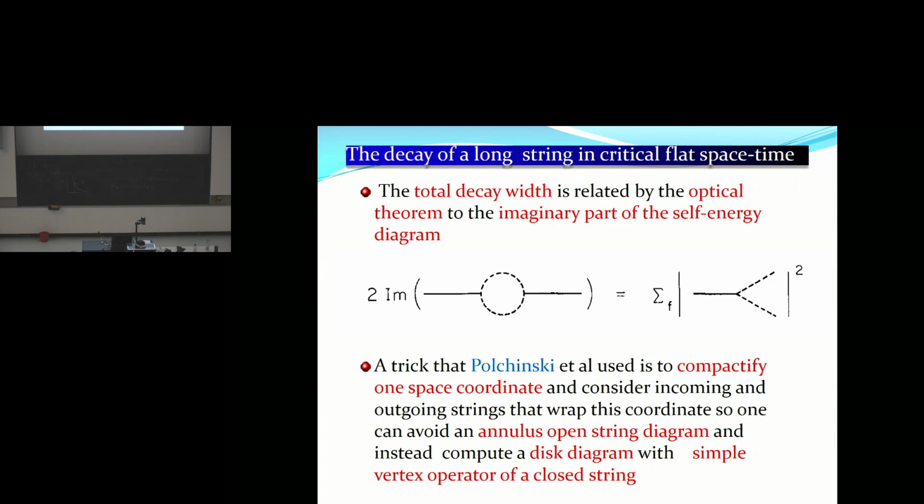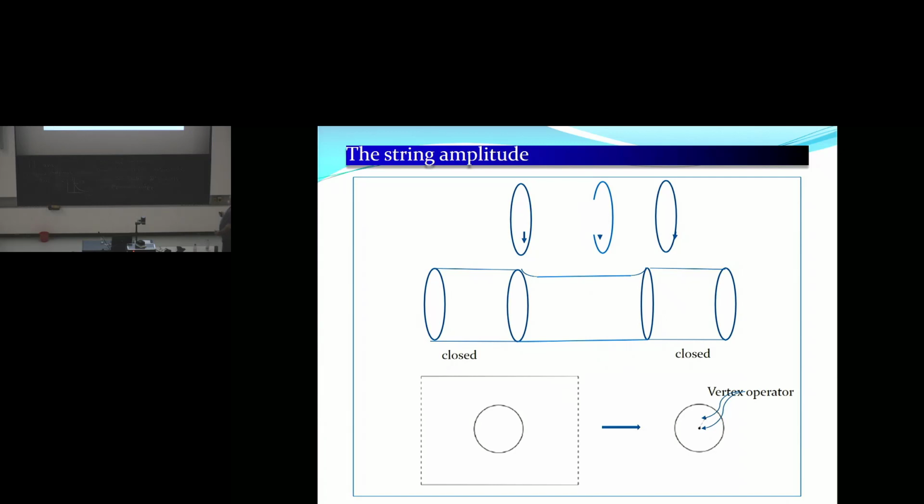It's an annulus diagram in string theory, but there is a trick that was introduced by Polchinski, where he took one space coordinate and he compactified it, and he let the string wrap it. So we start with an incoming and outgoing strings which are closed, and then they open. And so these are the closed strings, and here they open and then close again. And that is basically just a string amplitude of a disk and two closed string vertices.